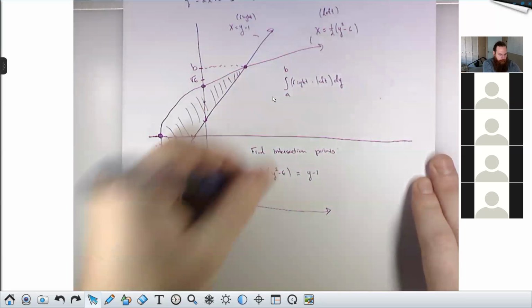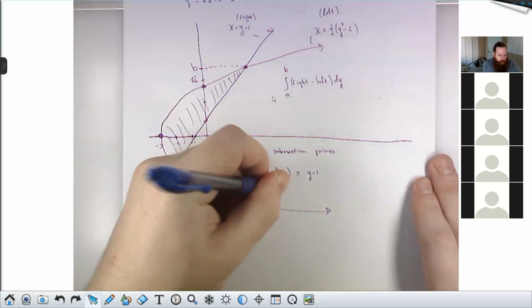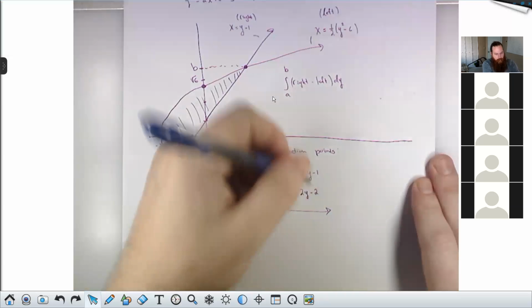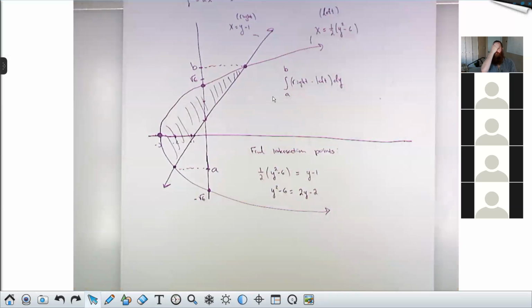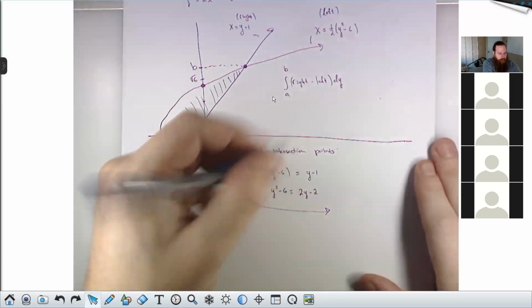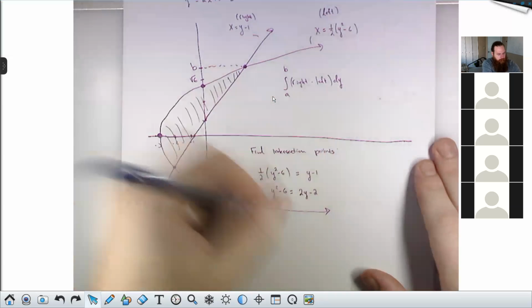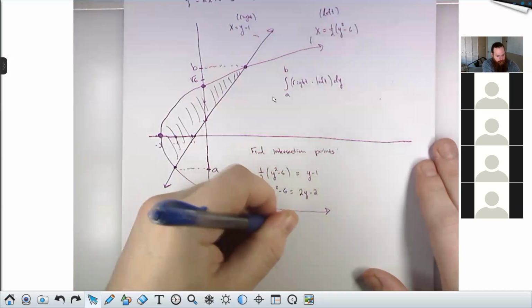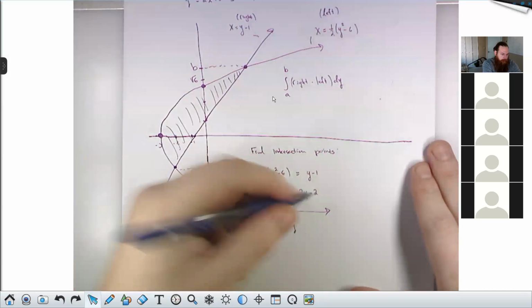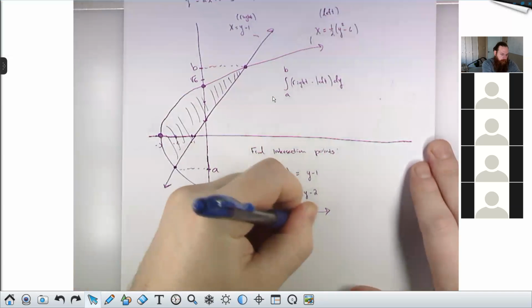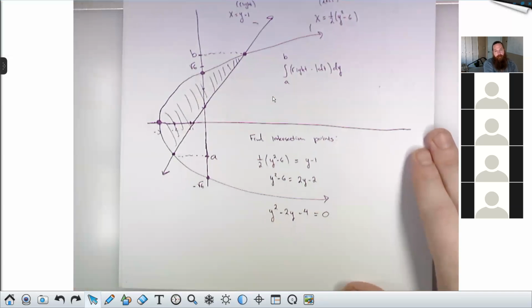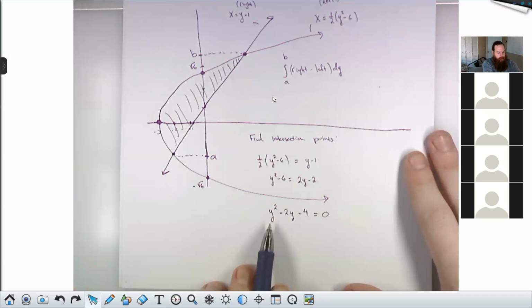Can multiply both sides by 2. Distributing the 2 on the right. And now I can pull everything to one side. So this will say y squared minus 2y, and then minus 6 plus 2 is minus 4 equals 0. And then I can factor this.